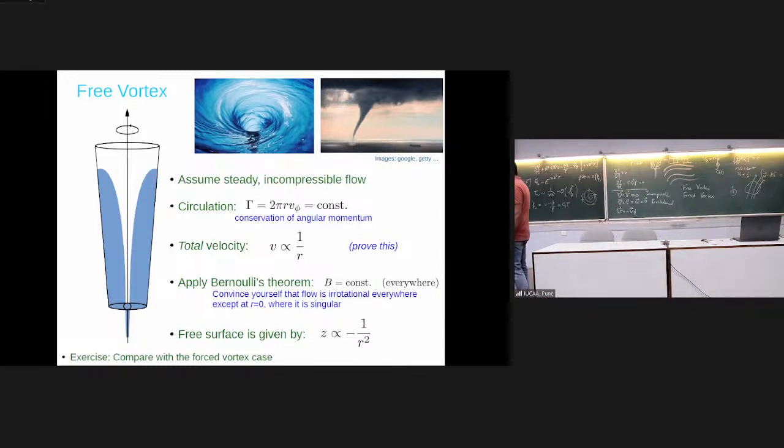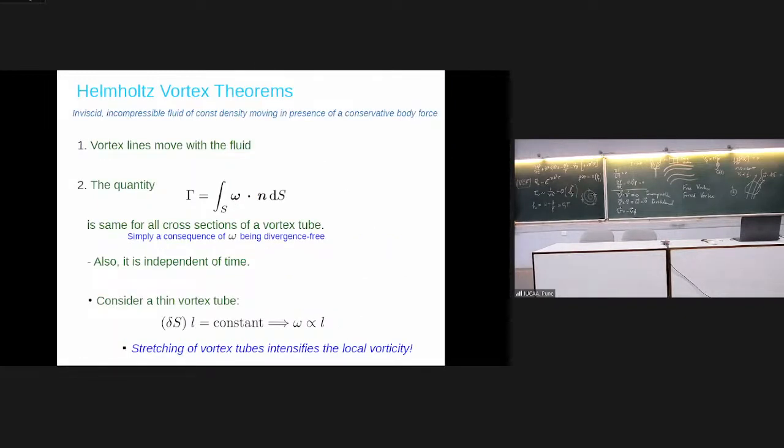So you work out the free surface again, a similar type of exercise. Now you are given this 1 by r. All you have to do is use Bernoulli's theorem. It's a very powerful theorem. After all, that is supposed to be constant. Work out some pressure conditions and show that the free surface is given by z going as minus 1 by r squared. That means it goes to minus infinity. And these are the real life manifestations of some of these things.